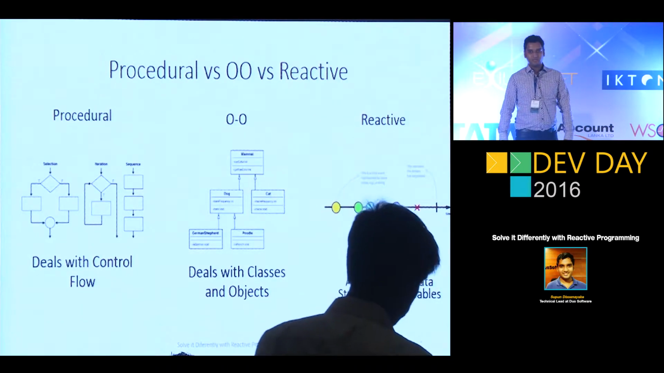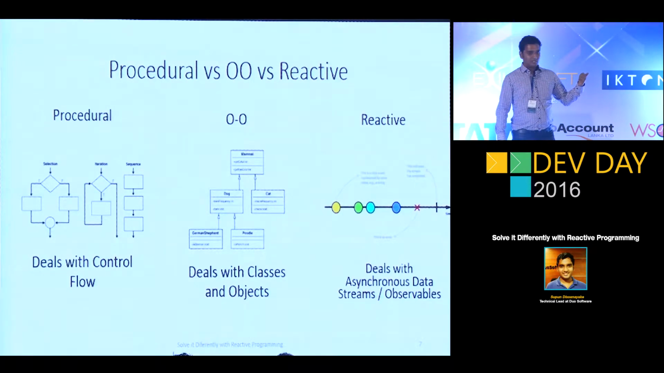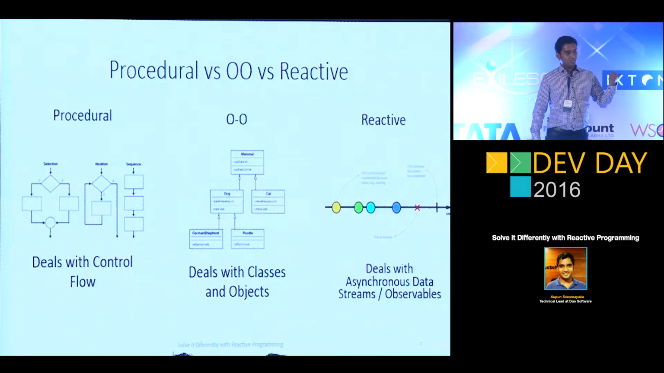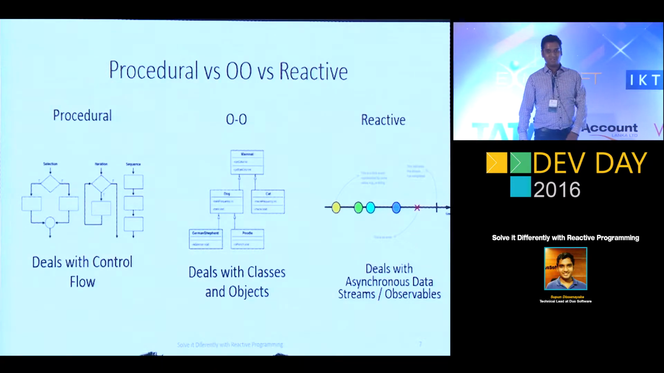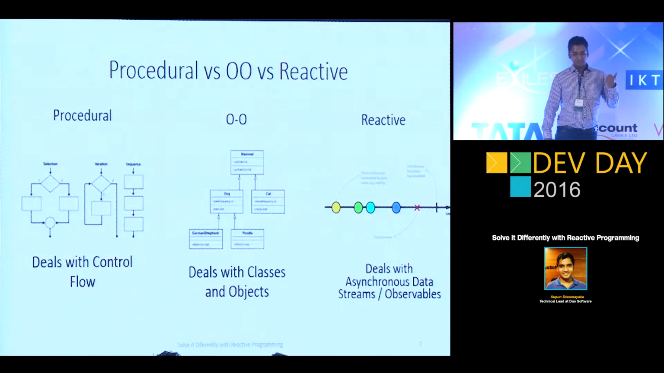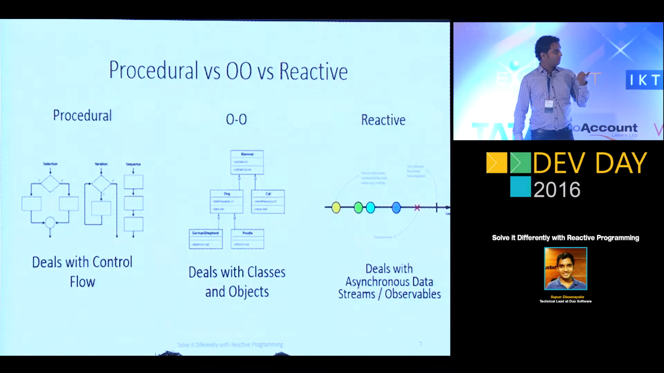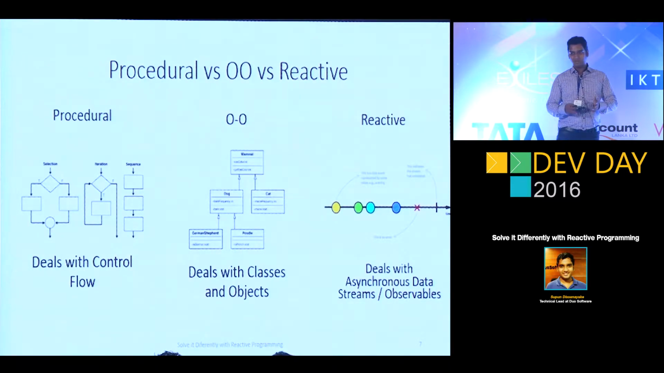As you can see, for procedural programming we have flowcharts. In object-oriented programming we have class diagrams and all sorts of other UML diagrams. Similarly, in reactive programming we have marble diagrams that show some behavioral characteristics of the language.